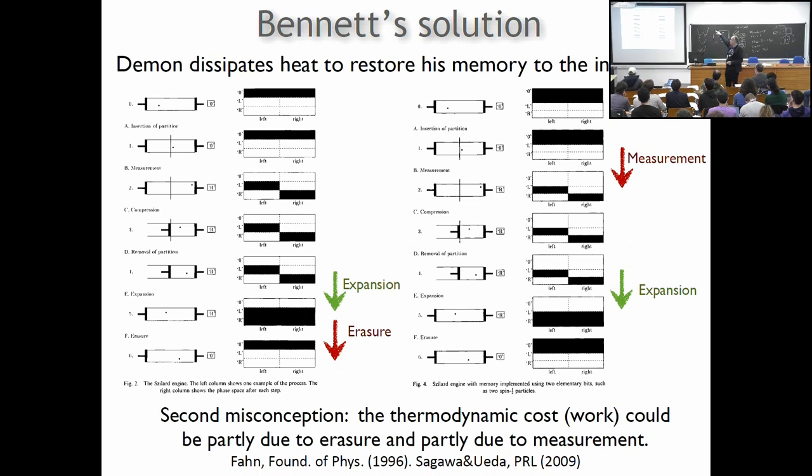Let me finish with another error about Bennett's solution. Bennett had this very clear and says so in his papers: he found a possibility that the compensation of kT log 2 is in the erasure. But you could have combinations. You can split this work, kT log 2, that compensates the extracted work. You can split it between measurement and erasure. The thermodynamic cost could be due to both erasure and measurement. There are some old papers showing this can happen, depending on how the memory of the daemon is.